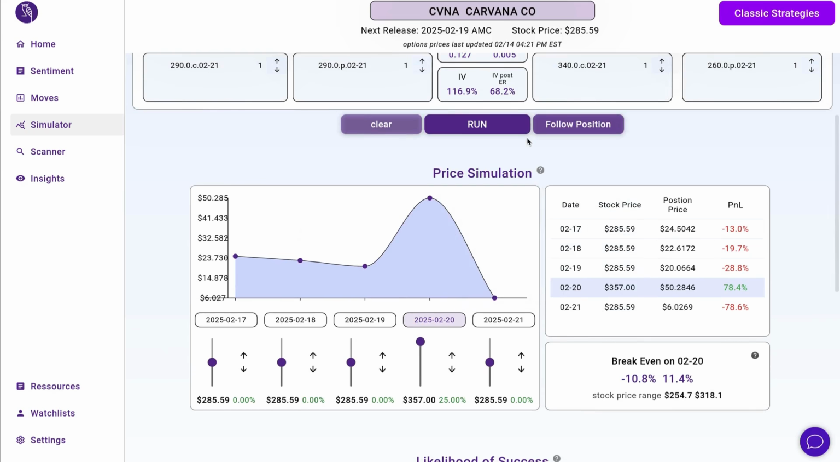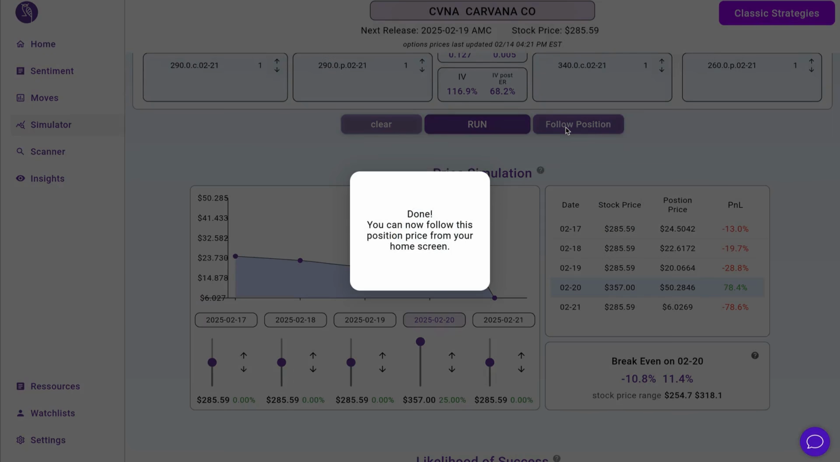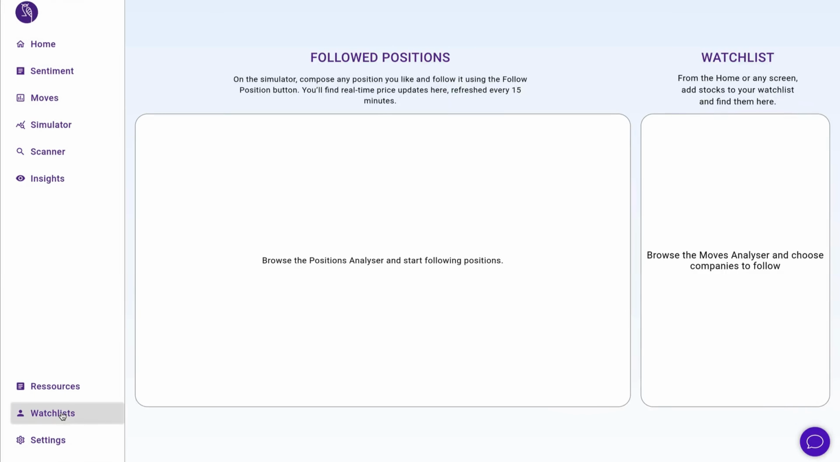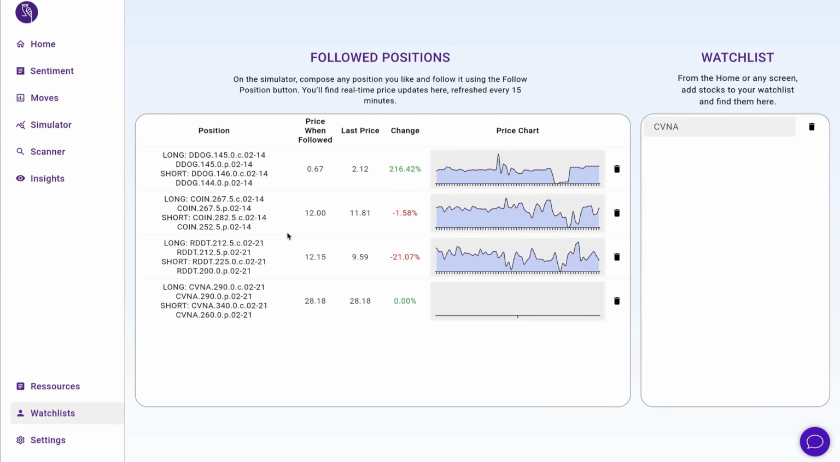And so what we can do is follow this position. This allows us to find it in our watch list, and as we've done for last week's position, we can go ahead and follow it, and this allows us to really practice our strategies and get comfortable.